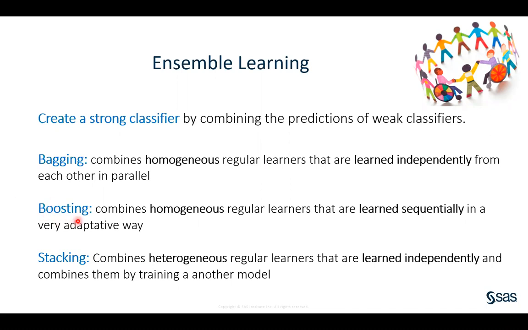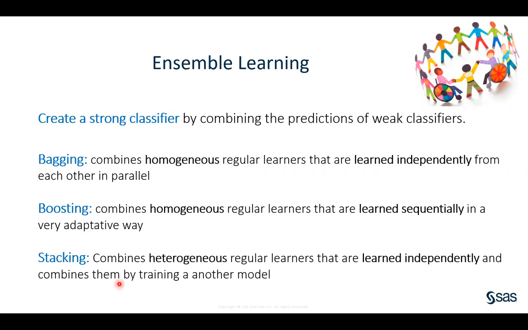The other kind of ensemble learning is based on boosting. Boosting combines the same kind of regular learners, such as decision trees, that are learned sequentially in an adaptive way. In bagging, we have different training sets, and we independently train models on those training sets. Whereas in boosting, we train a model, and then we build the next model based on the first model by correcting some errors the first model made.